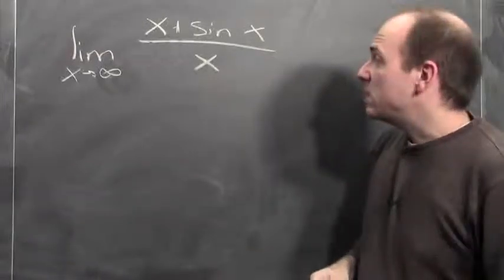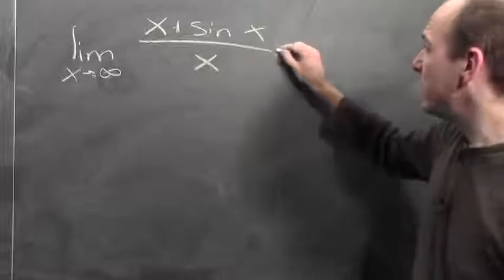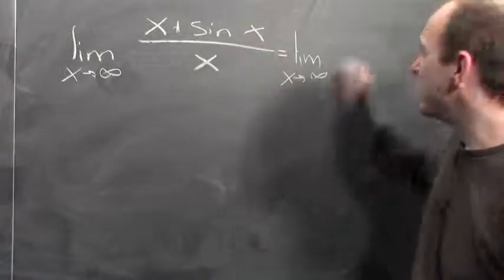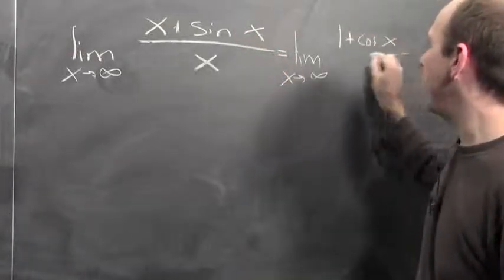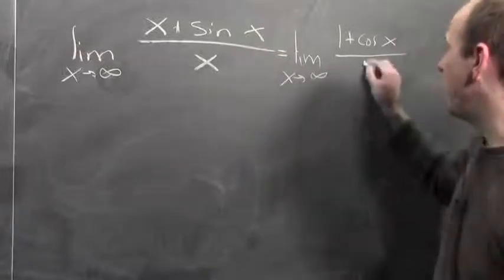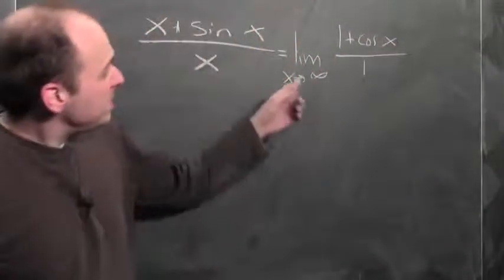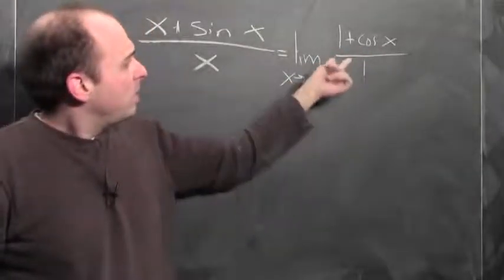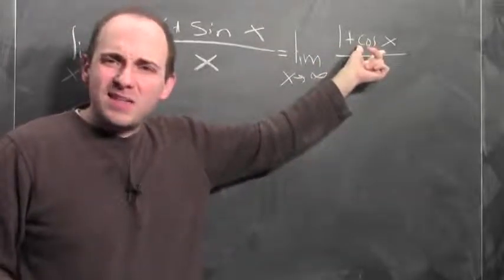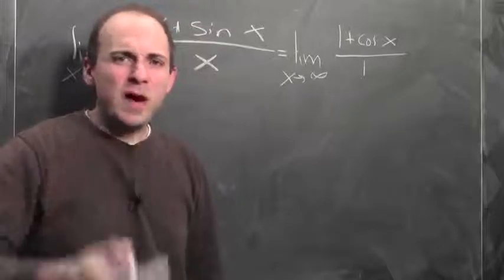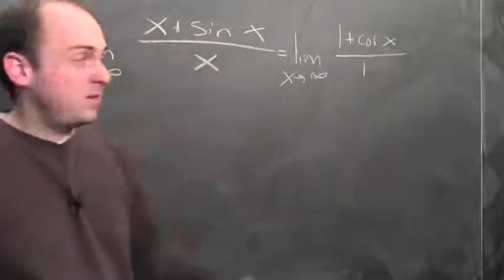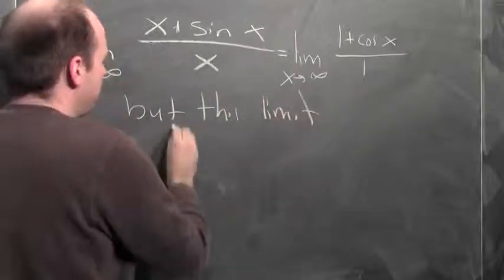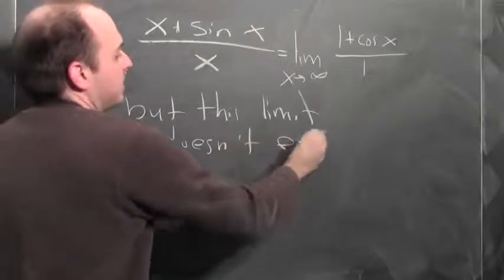That seems good. Now L'Hôpital tells me that to calculate this, I should look at the limit as x approaches infinity of the derivative of the numerator, which is 1 plus cosine x, over the derivative of the denominator, which is 1. Now, what's the limit of 1 plus cosine x as x approaches infinity? Well, the limit of 1 is just 1, but what's the limit of cosine x as x approaches infinity? Right? Cosine just oscillates between minus 1 and 1. This limit doesn't exist.